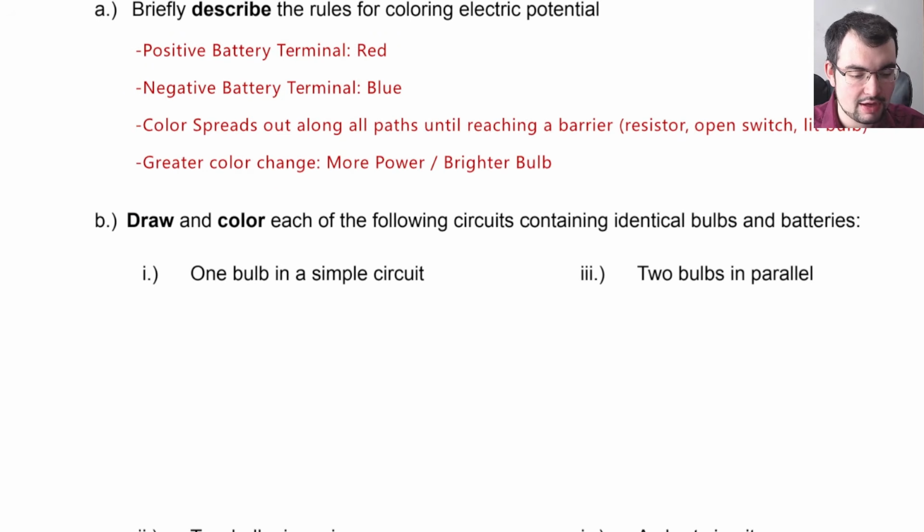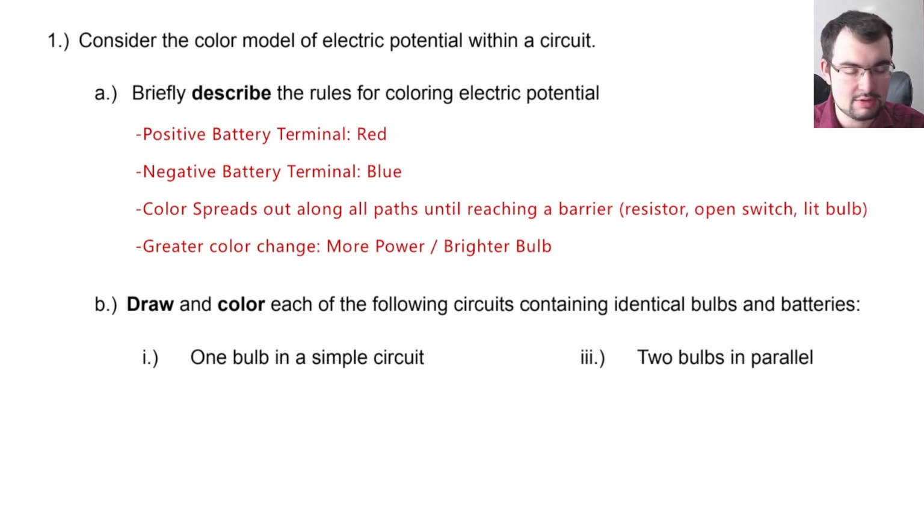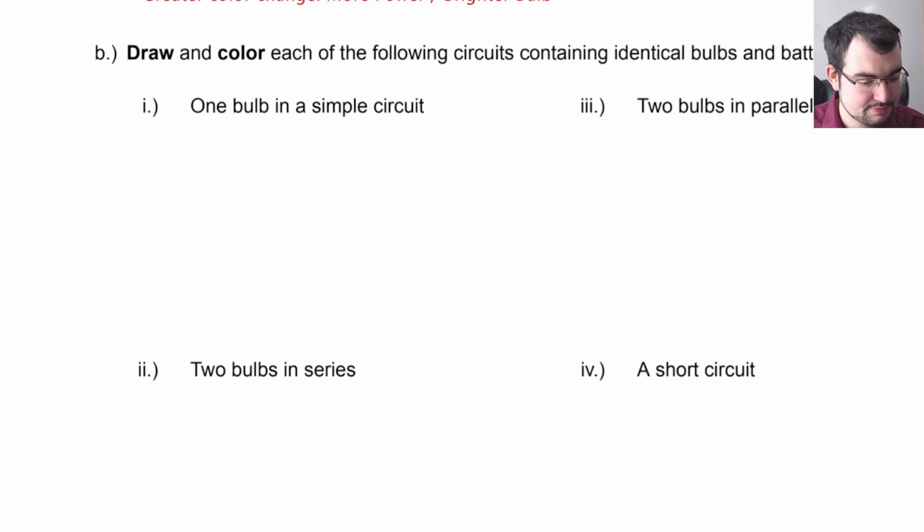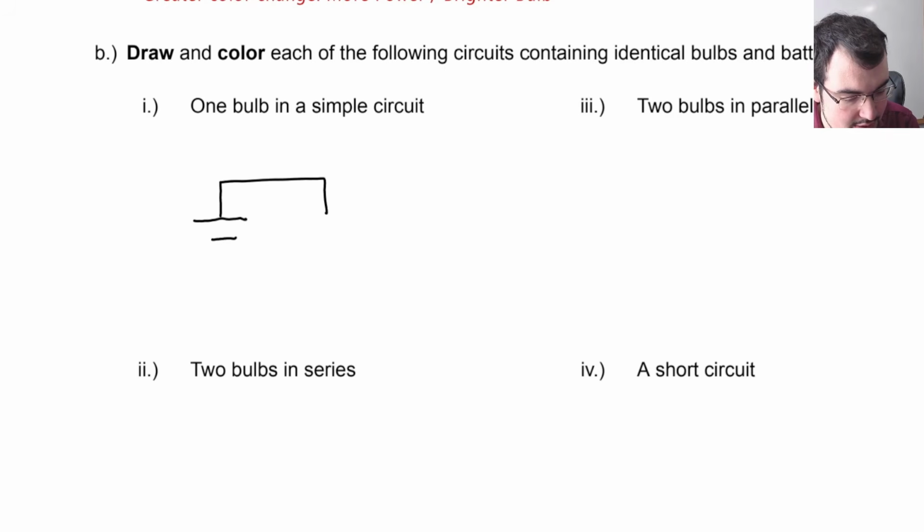And the greater the color change, the brighter your bulb is, or the greater the power dissipated. Because your maximum power would be created when you have your entire potential difference of the battery, red to blue. And sometimes you get intermediates. So let's show that. We're going to color each of the following circuits. We have one bulb in a simple circuit. And again, what is a simple circuit? Well, a simple circuit is literally just a battery and a bulb.